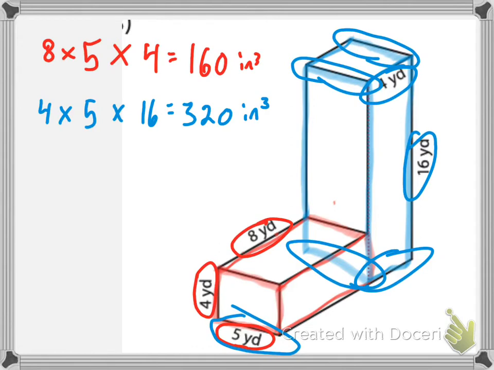And then we're going to combine our volumes. Combine our volumes with 160 plus 320. Okay, so we end up with 480, and it should say yards cubed. Actually, I wrote inches, but yards cubed. So 480 total of the blue and the red together.